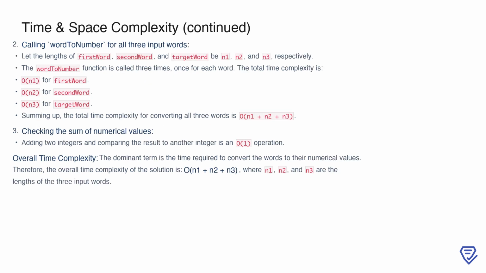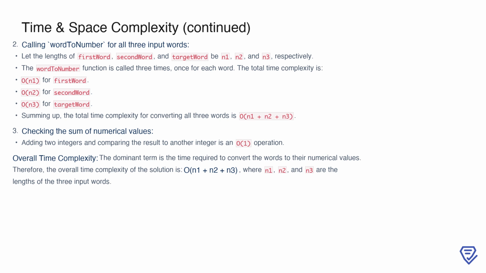Now, the word-to-number function is applied to all three input words, first word, second word, and target word, which have lengths n1, n2, and n3, respectively. For first word, the function takes O(n1) time. Similarly, it requires O(n2) for second word and O(n3) for target word. Adding these together, the total time complexity for processing all three words is O(n1 + n2 + n3).